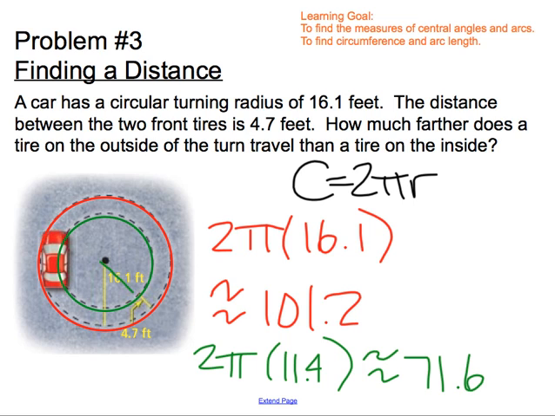So when we find the difference here, how much farther does a tire on the outside travel? It actually travels almost 29.6 feet farther on the outside. So interestingly, if you were to just drive in circles, those outside tires would wear out considerably faster.